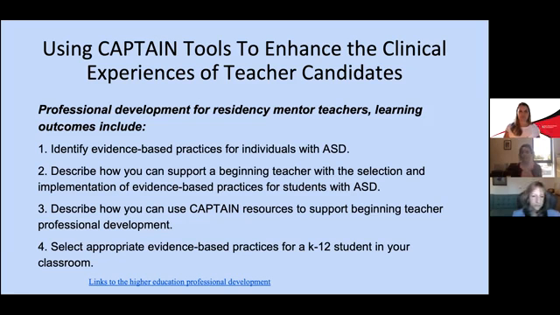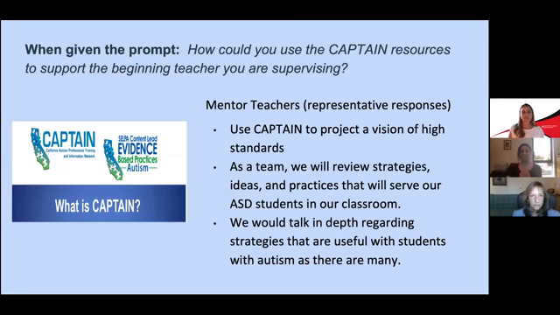Then we also wanted the teachers to think about how they could use Captain resources to support the students with autism who are currently in their classrooms. So we moved the mentor teachers, or their participants, through a series of activities. First, we provided a general overview about autism and Captain and evidence-based practices. We then introduced the most popular or most widely used evidence-based practices, and then we took them through the resources or the matrix that Jessica showed you earlier.